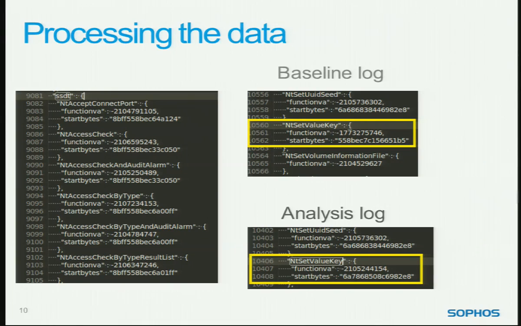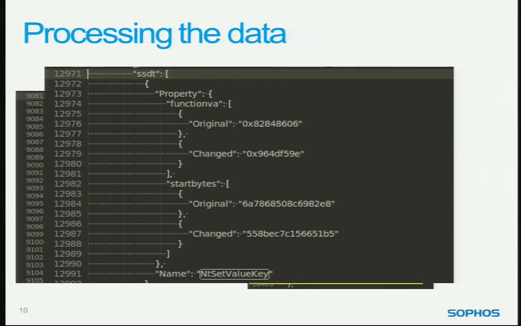This is an example of a baseline log for a certain snapshot. So you can see the function VA here and the start bytes. And then here you can see in the analysis log, there's obviously a table hook because the function VA is different. This is what the processing module spits out after the differencing. So you can see here the difference in the VAs, the difference in the bytes tied per key, which is the key here is the name of the system call.